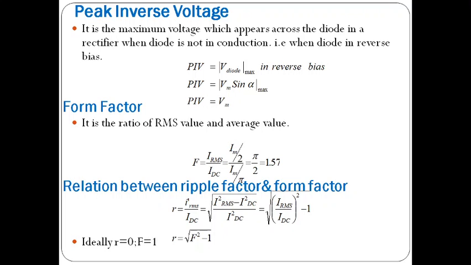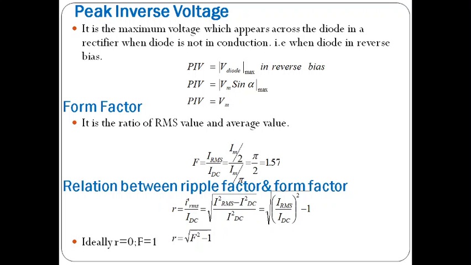Next, the relationship between the ripple factor and form factor. We already know the ripple factor equals the RMS value of the AC component in the output, divided by the DC value. This is nothing but I dash RMS by IDC. This I dash RMS is already known: the square root of I square RMS minus I square DC. So from that we can say the ripple factor equals the square root of I square RMS by I square DC minus 1. So it is nothing but the ripple factor equals the square root of form factor square minus 1, that is, R equals the square root of F square minus 1.